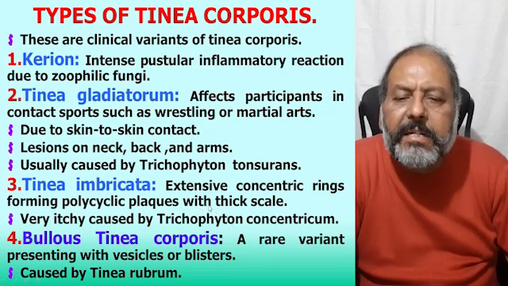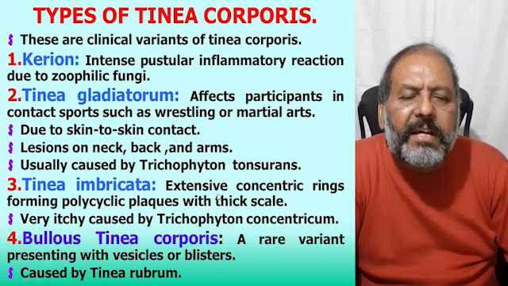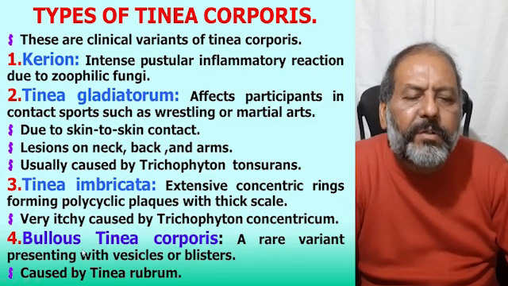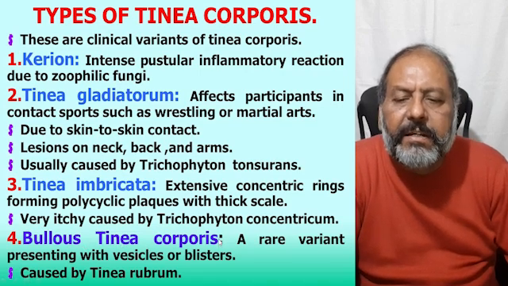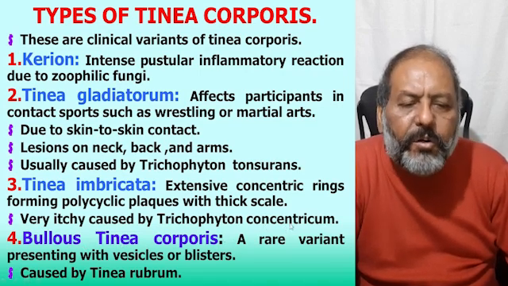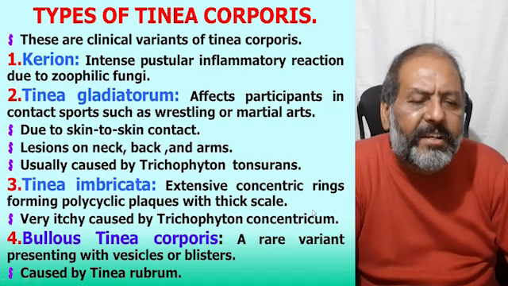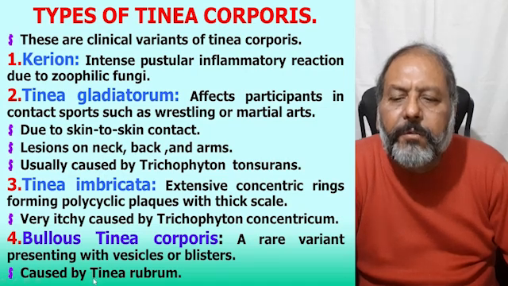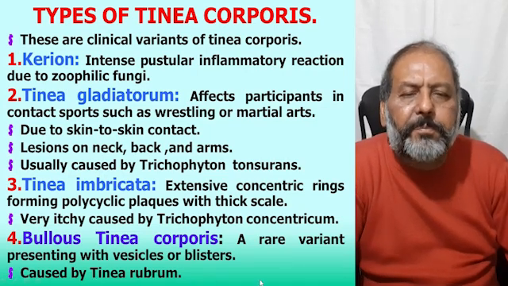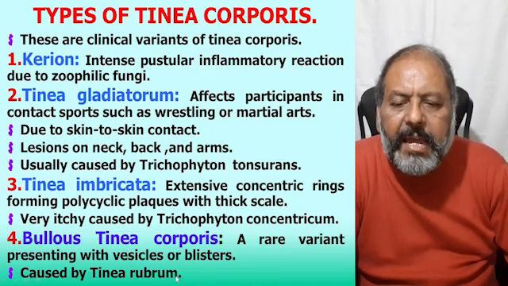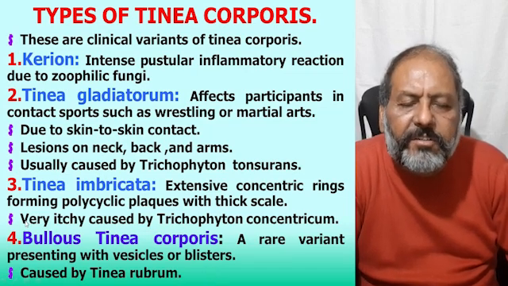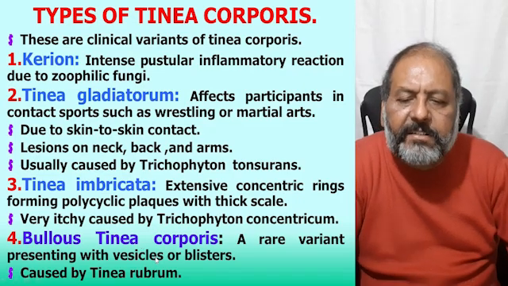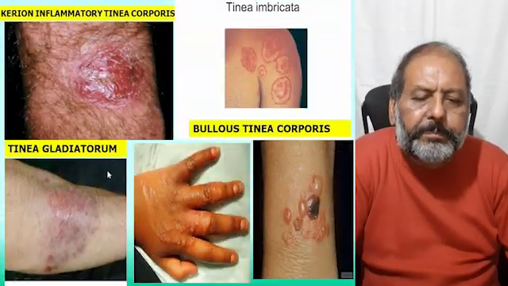Third type is Tinea imbricata. There are extensive concentric rings forming polycyclic plaques with thick scale and very itchy, caused by Trichophyton concentricum. As the name says, these are going to make concentric rings. The fourth type is bullous Tinea corporis. It is a rare variety and presents with vesicles or blisters as the name says. So these are the bullae formation there and it is caused by Trichophyton rubrum.